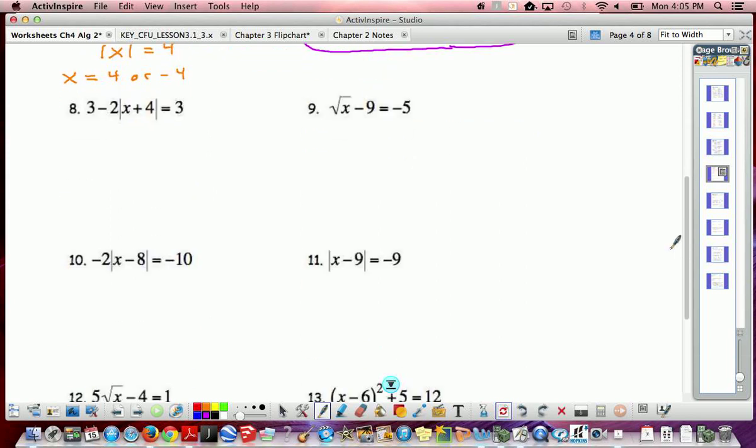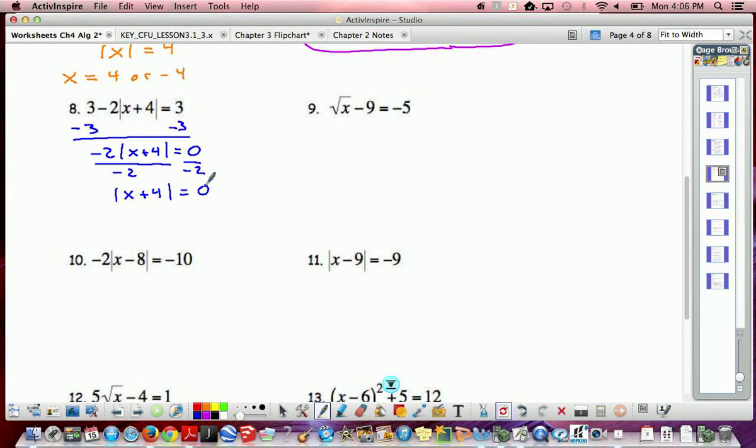Number 8. It says 3 − 2|x + 4| = 3. All right, so subtract 3 from both sides. So −2|x + 4| is equal to 0. Divide by −2. You still get |x + 4| = 0.